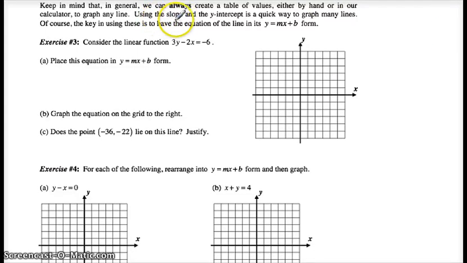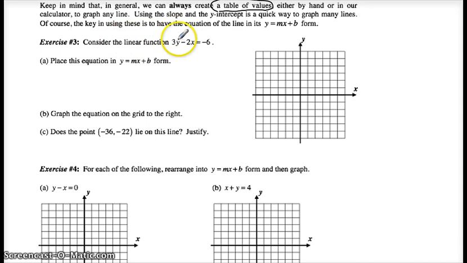Now, I just want to remind you, you can always use the table of values from the calculator. That's a choice that you have. You do not have to do it this way, but this way is very good if you don't have a calculator. And I find it quicker. Once I have this type of system down, I really never use a calculator again as far as graphing a line is concerned.